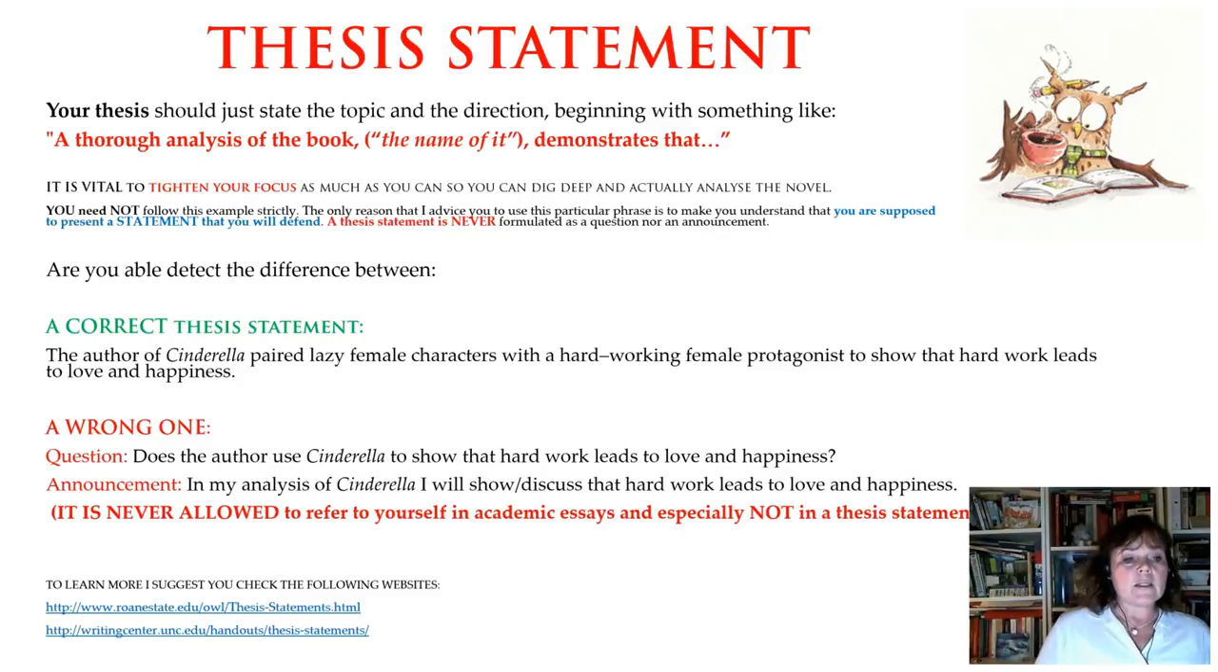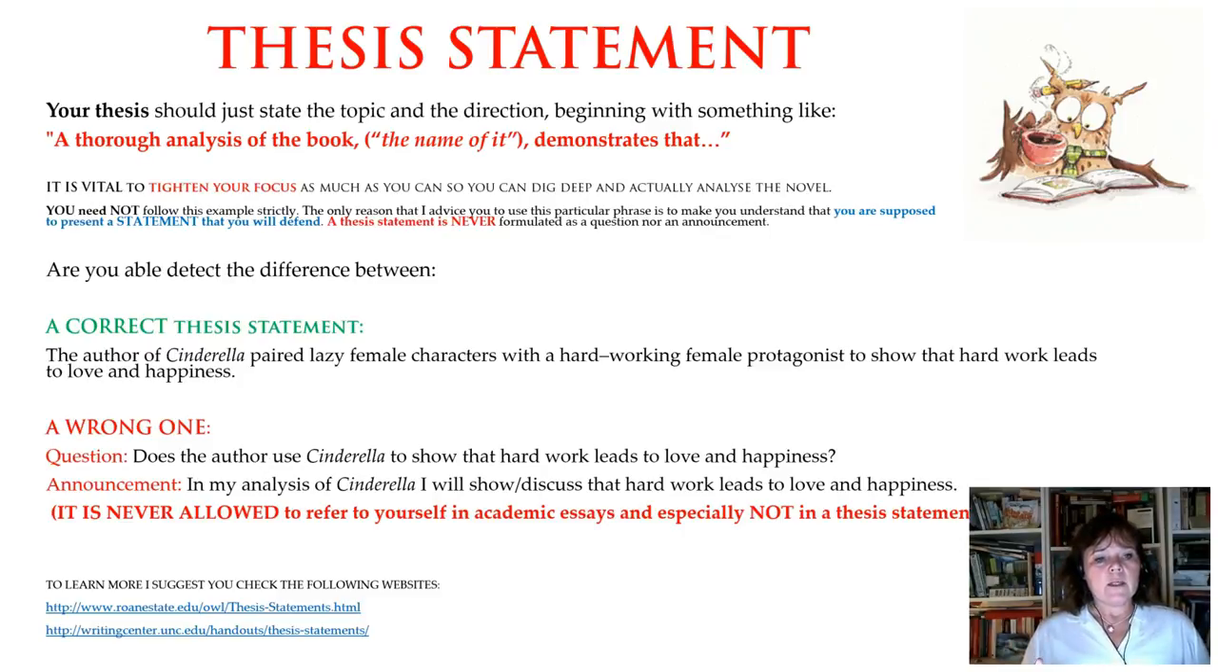Neither is it going to be presented as an announcement. Many of you do this, and I know why, because it says so in some books. And then you involve yourselves, and you say, in my analysis of Cinderella, I will show or discuss that hard work leads to love and happiness. It is never, ever, ever allowed to refer to yourself, especially not in a thesis statement, and not in any academic essays, apart from at the very end, where you can present some personal opinions. So, away with this.